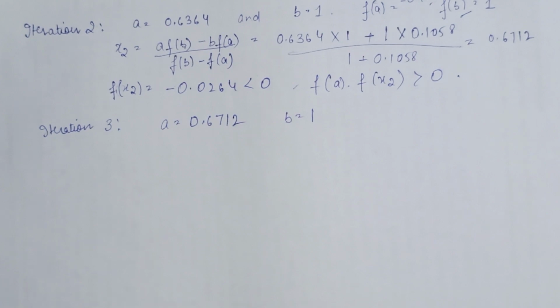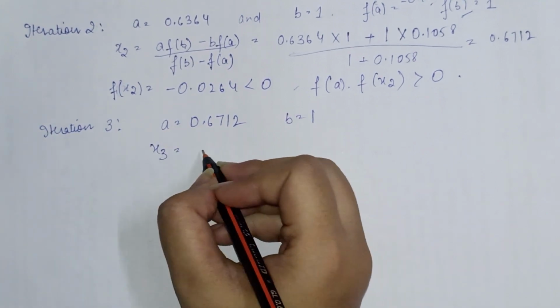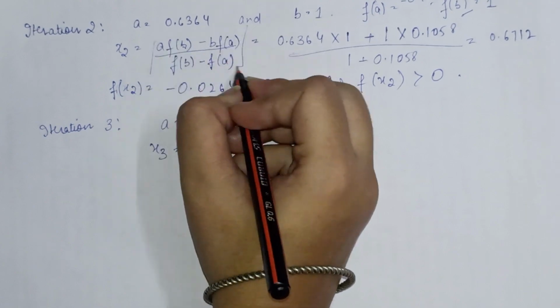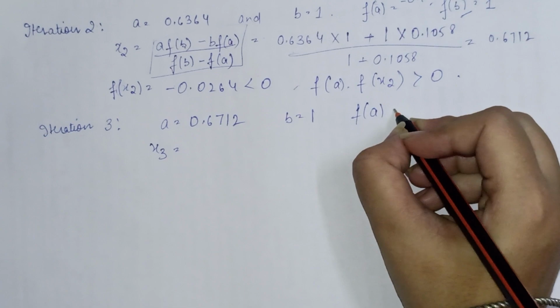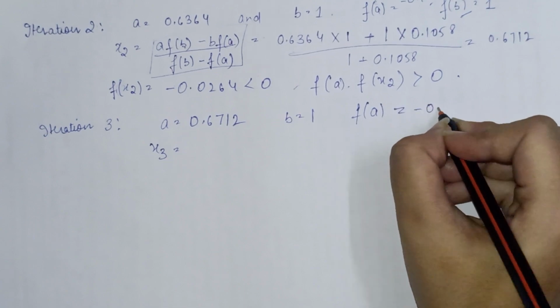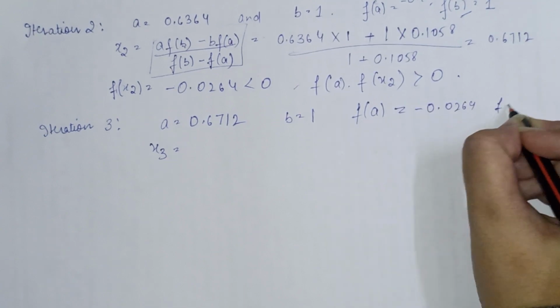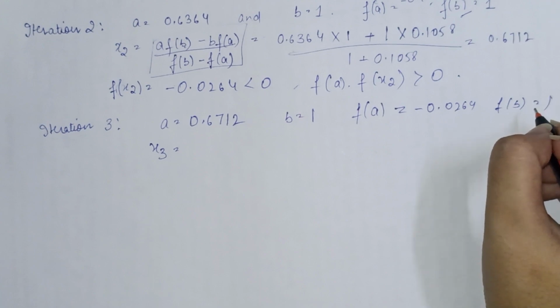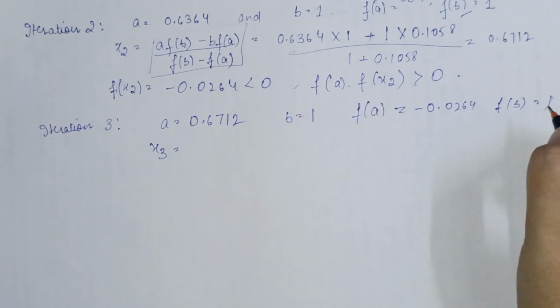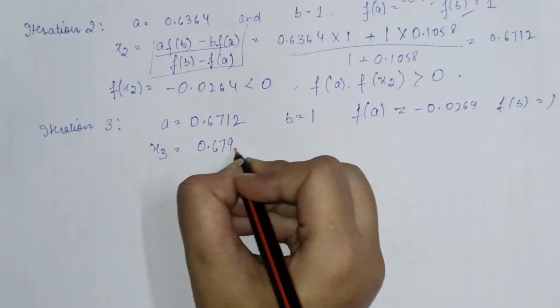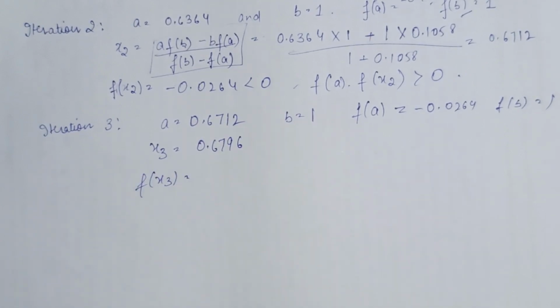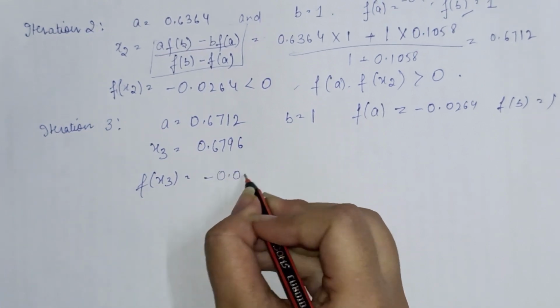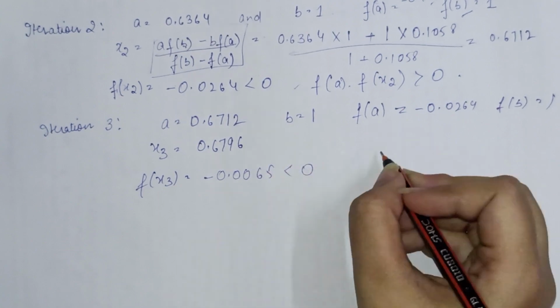राइट उसके बाद जब हमने इसका मीन निकाला x3 जो हमने इस फॉर्मूले में इस अकॉर्डिंग पुट किया, जो कि हमारे पास f ऑफ a था 0.6712, उसका आंसर आया था 0.0264 एंड f ऑफ b इज़ 1. सो वी गेट द मीन 0.6796 और हमने उसमें f ऑफ x3 पुट किया हमारे पास आंसर आया माइनस 0.0065 विच इज़ लेस देन 0.